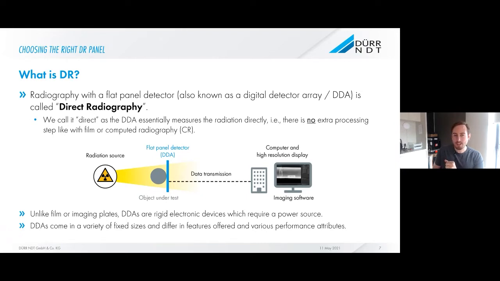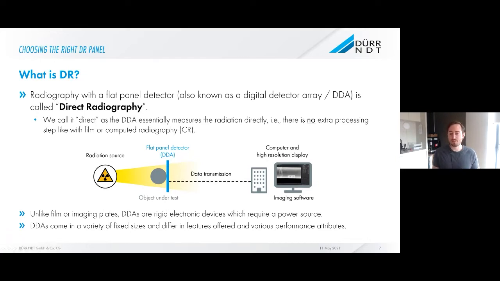Why direct? Direct means we more or less measure the radiation directly. There's no processing step in between. There's no film to be developed. There's no imaging plate to be scanned. We're directly measuring the radiation. So that's why it's called direct radiography. The device is a DDA.